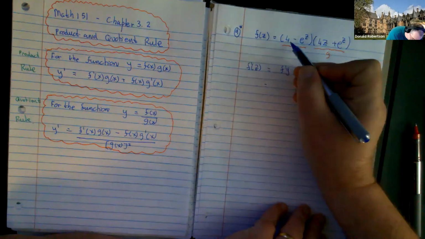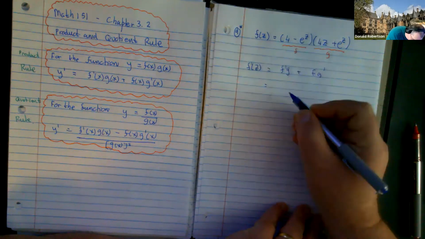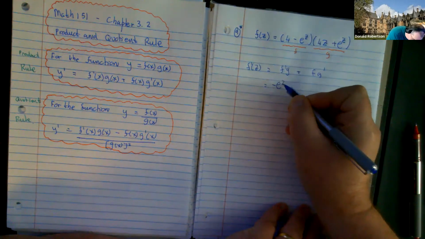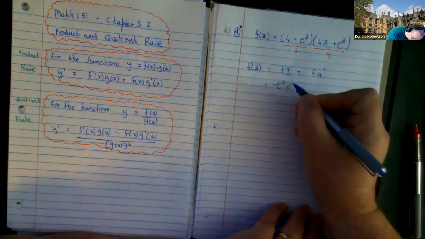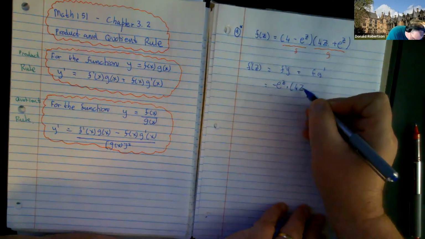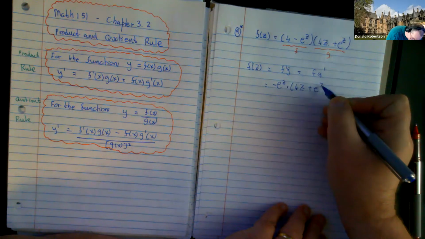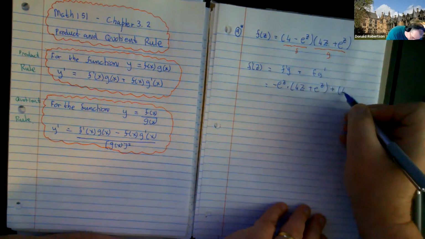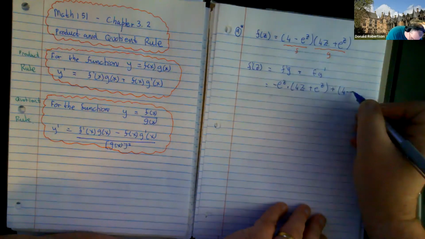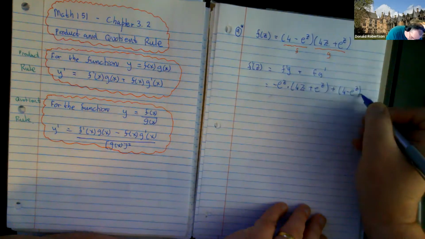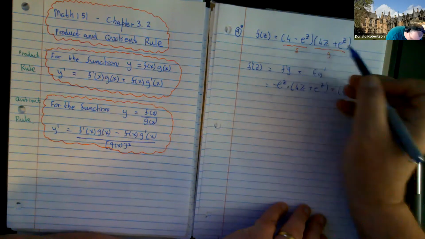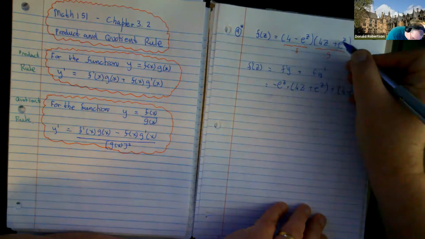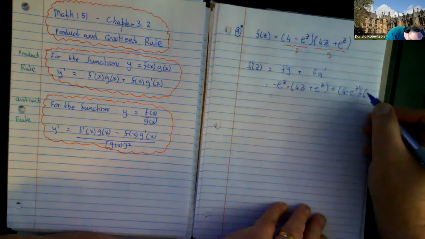If you differentiate 4 take away e to the Z, you get negative e to the Z. And then you leave that second one alone, so you get that. And then you add, we'll leave the first guy alone. And then be careful, when you differentiate this, you don't just get e to the Z, you get 4 plus e to the Z.